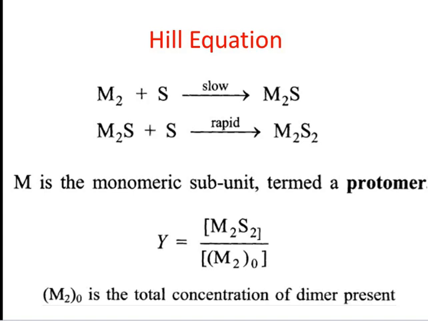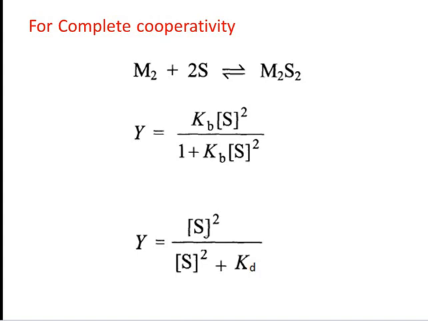Therefore, Y is equal to concentration of M2S2 divided by concentration of M20, where M20 is the total concentration of dimer present. Also, a graph of Y against S will be sigmoidal or S-shaped rather than hyperbolic. For complete cooperativity, where each protein molecule must be either free of a ligand or completely saturated, the reaction may be written as M2 plus 2S gives M2S2.